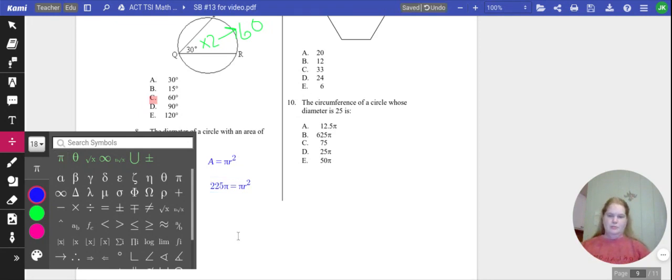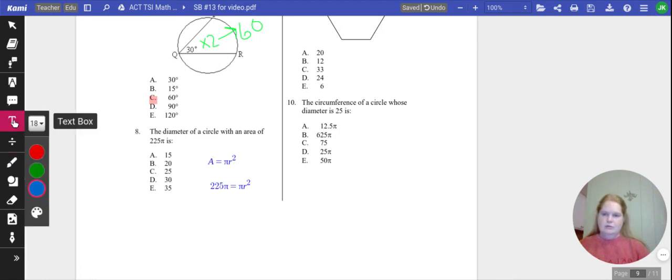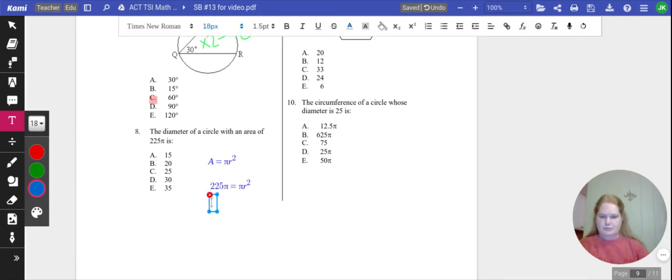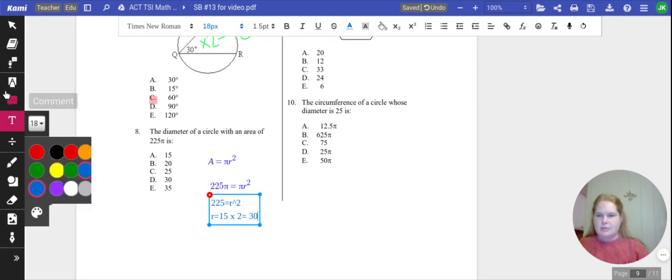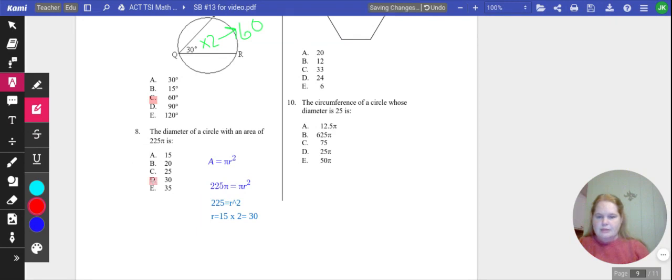Now I'm going to solve for r. So if I divide by pi on both sides, I get 225 equals r squared. The pi's go away. And then I want to take the square root of that. So the square root of 225 says r is 15. So that's the radius. But it wants the diameter all the way across the circle. The radius is halfway, so I multiply this times 2 equals 30 for the diameter. Here he is.